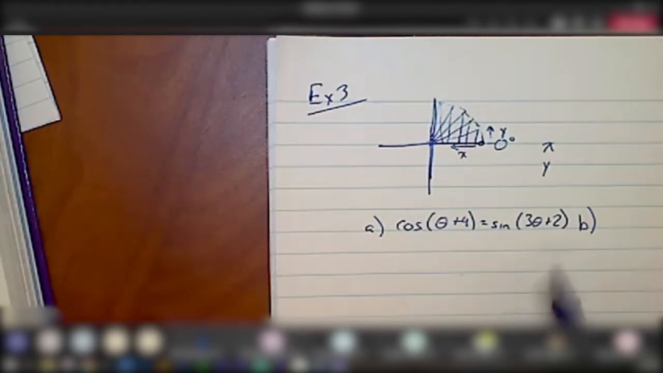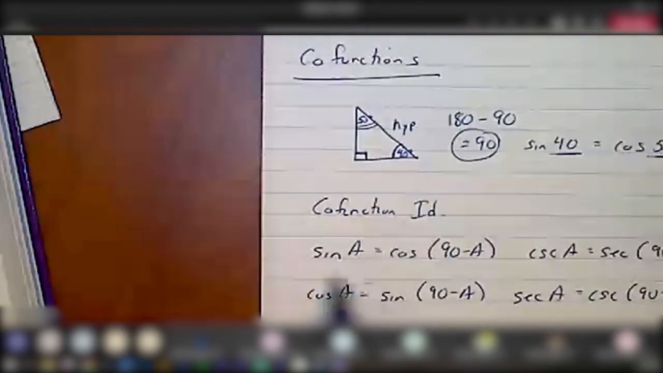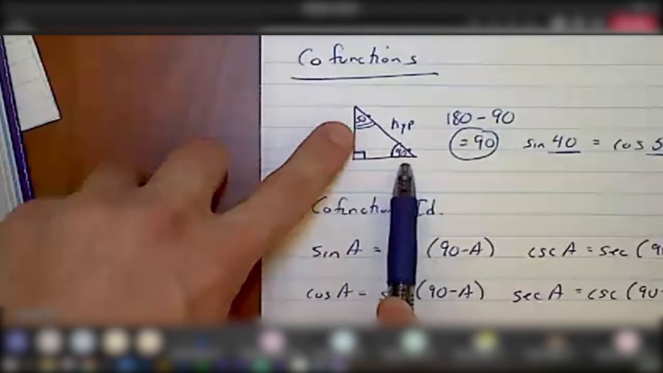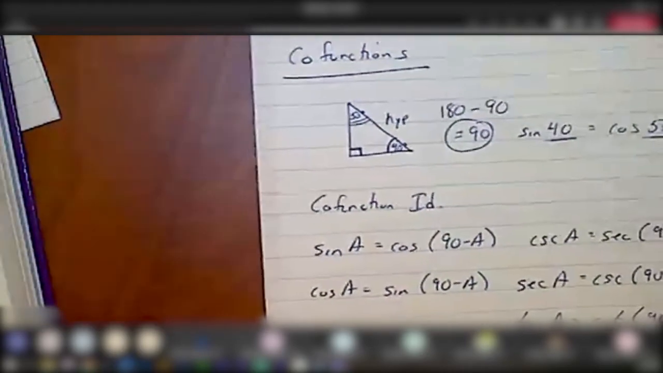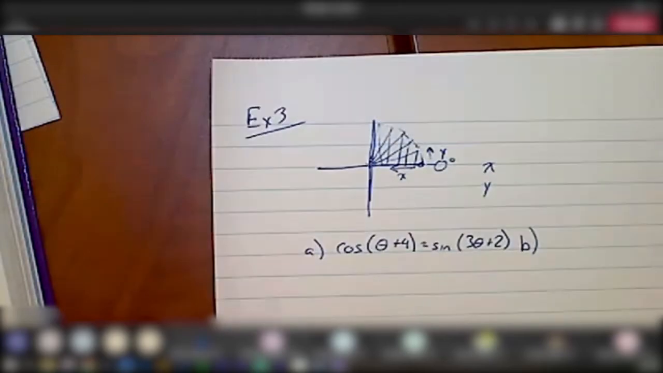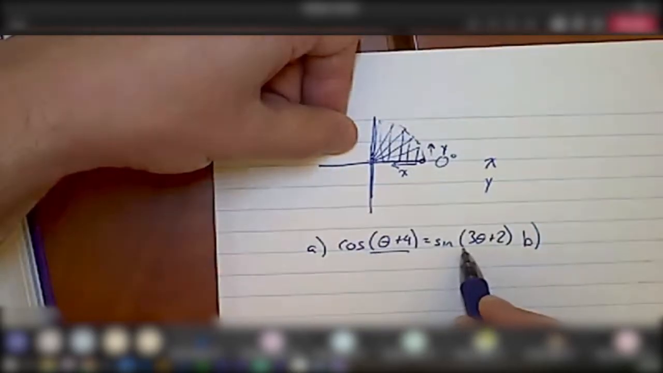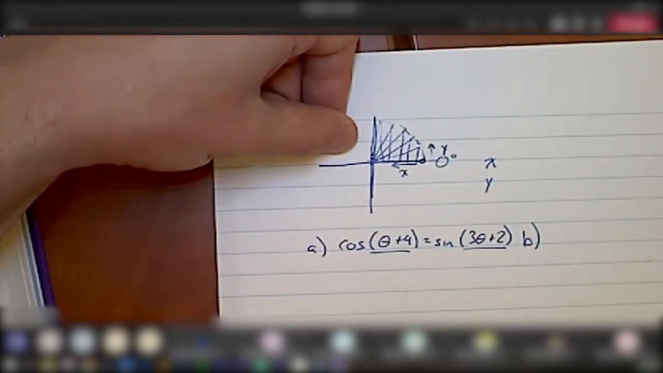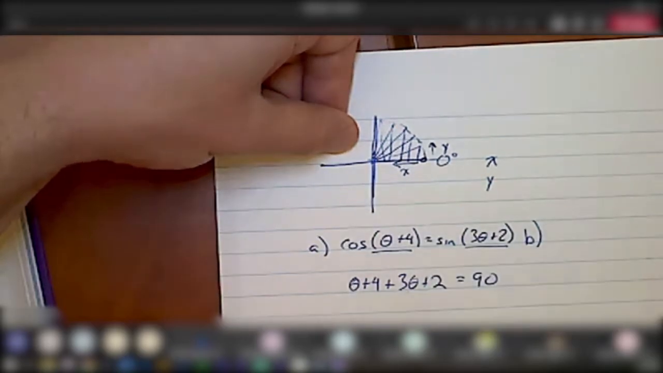If you go back to those previous notes that we talked about, the only time that sine can ever equal cosine is if the two angles together equal 90 degrees. That's the whole definition behind cofunctions. So if an equation says sine equals cosine, the only way that's possible is if the angles are complements of each other. So theta plus 4 plus 3 theta plus 2 would have to equal 90 degrees.